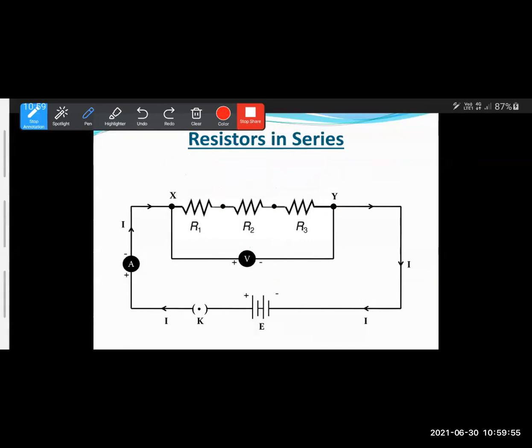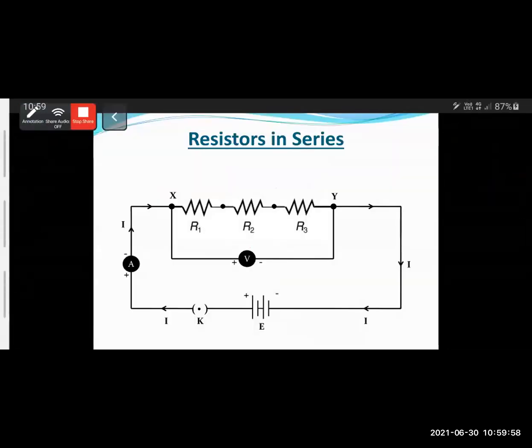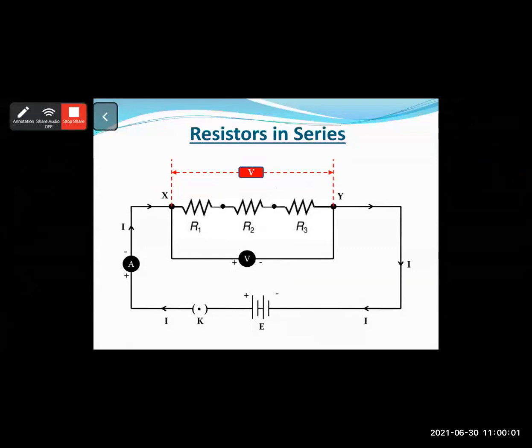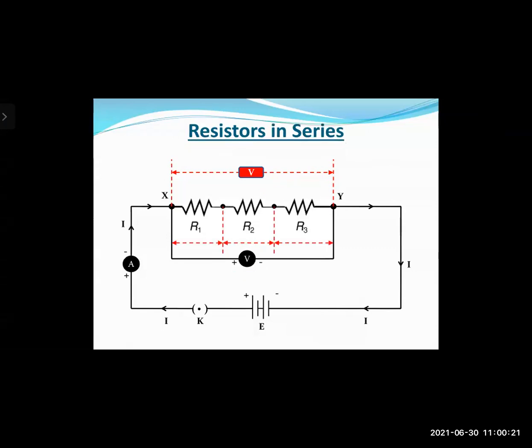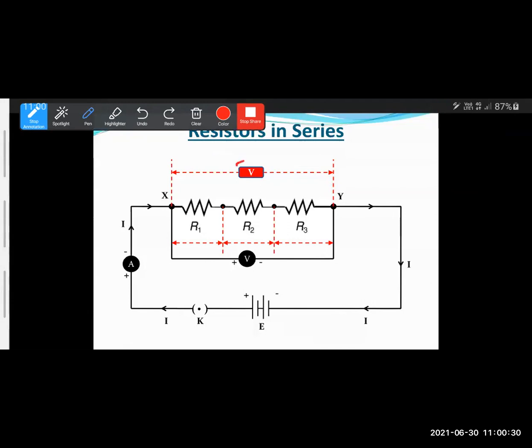Okay, now let us try to understand this further. As you can see here in the diagram, the red box shows that this voltmeter is measuring the voltage V across these 2 points X and Y. Now if we move on further, there are these three resistors, R1, R2 and R3. So you can see this voltage V is the total voltage across all the three resistances R1, R2 and R3.